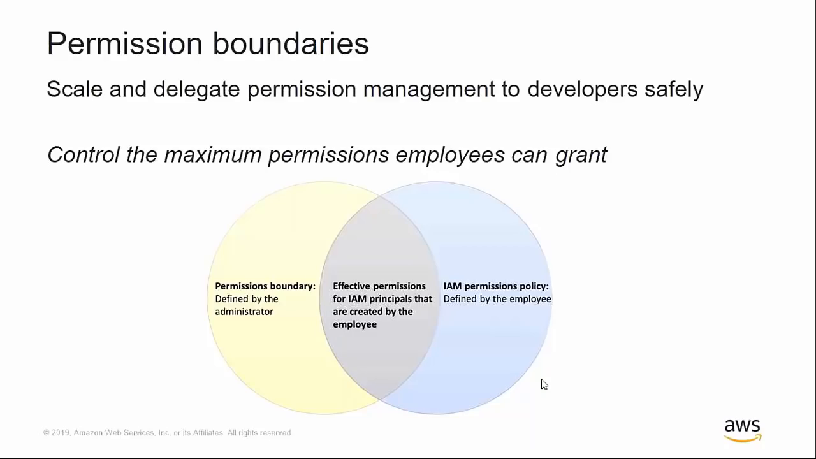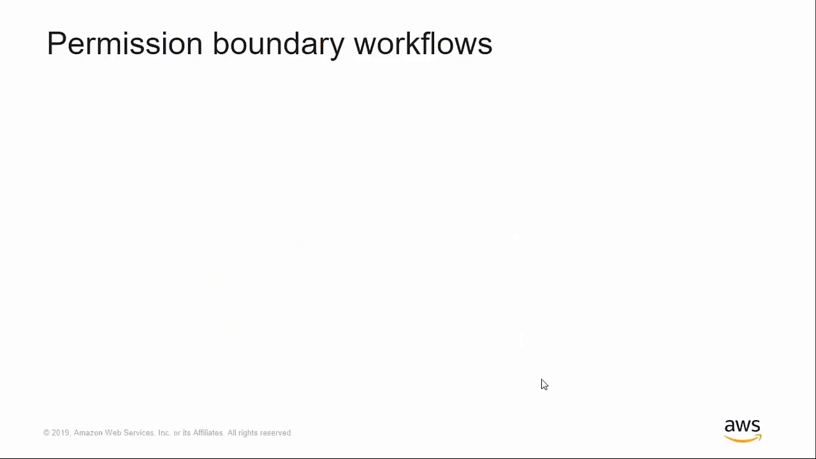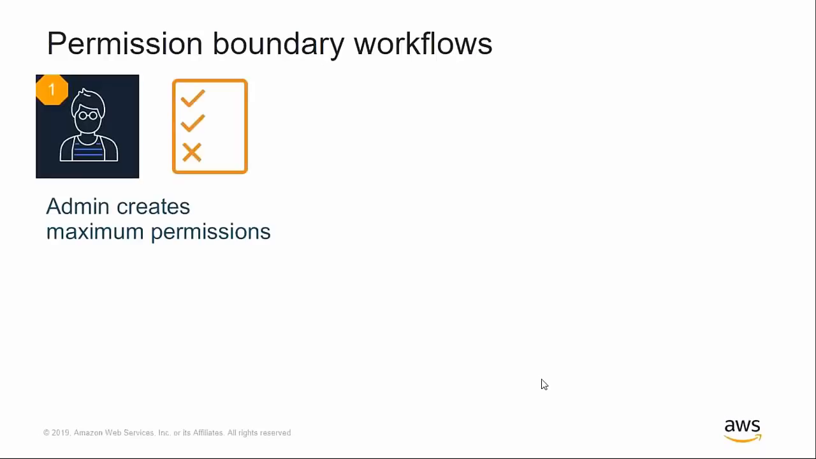And this is the flow that I just explained, but we're going to go into it a little bit deeper. So you have an admin. The admin creates a policy that's going to be the maximum permissions. Maybe this is just S3 read or S3 read and write in the case that I have. Actually, the case we're going to use is S3 read and write with specific regions. So admin creates the maximum boundary.